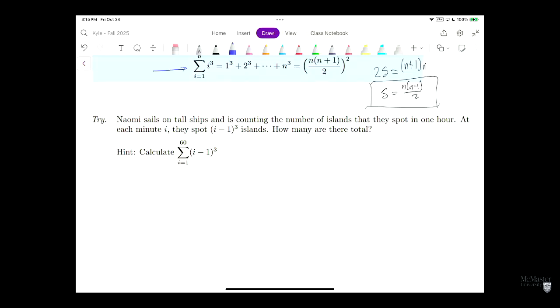Does anyone remember? Okay, I actually did this question in like 2 minutes in the last tutorial. So it's good that we have time to talk about it. Does anyone remember the binomial expansion? Yeah. So could you tell me in the back, what is i minus 1 cubed?